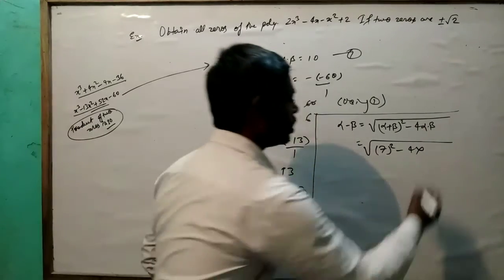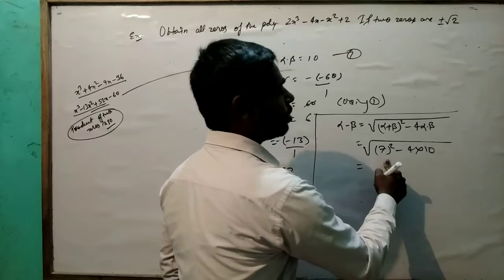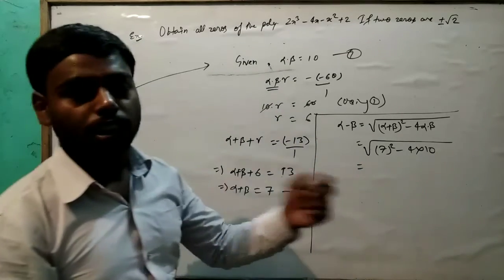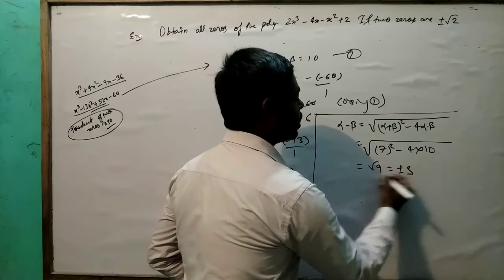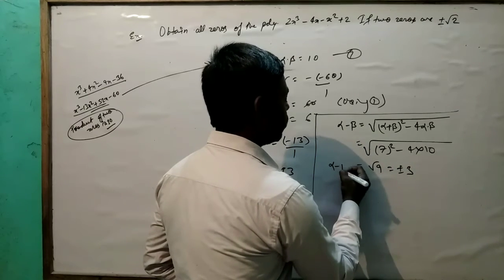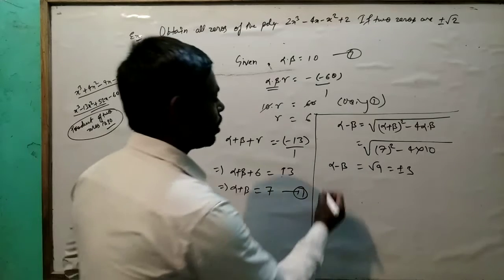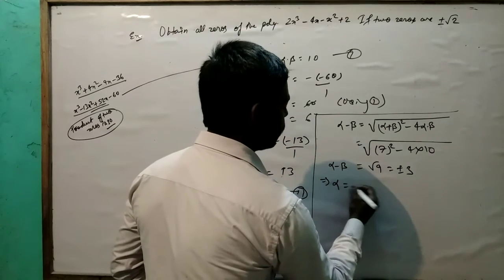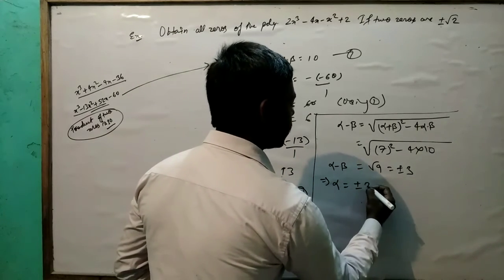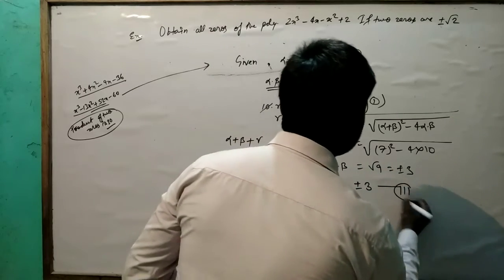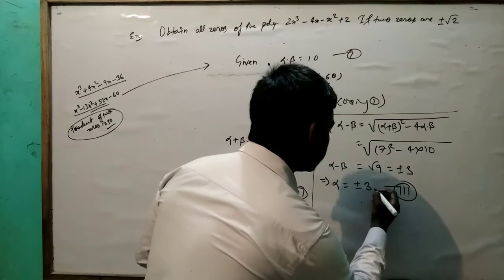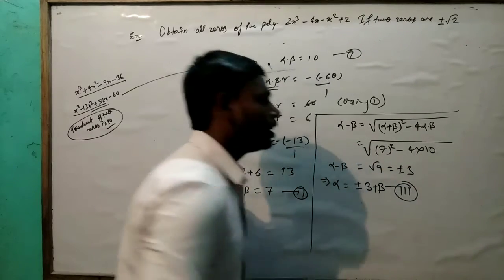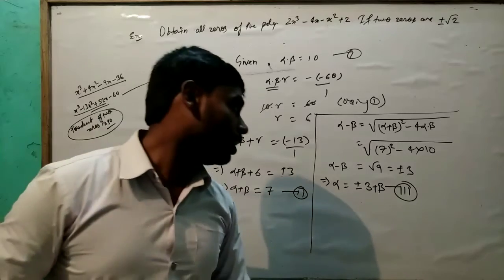Alpha into beta is 10. That is 49, 49 minus 40, that is 9, and root 9 is equal to what? Plus minus 3. That is the value of alpha minus beta. Now we can write here alpha is equal to plus minus 3 plus beta. That is equation number 3.